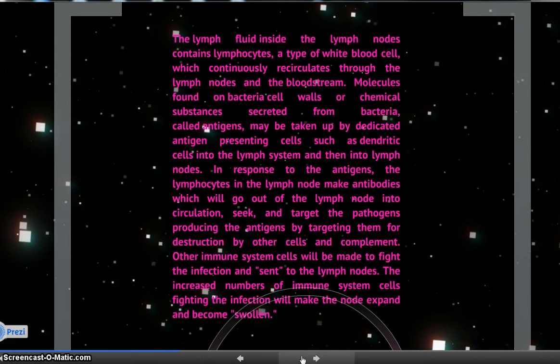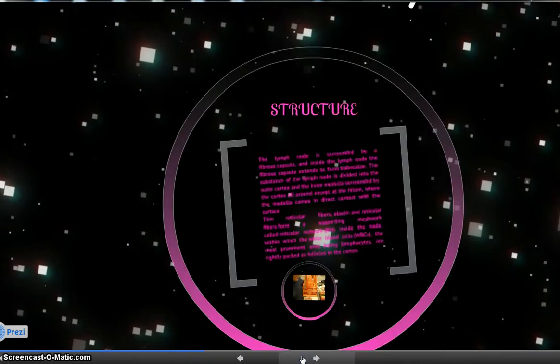function. The lymph node fluid inside the lymph nodes contains lymphocytes, a type of white blood cells, which continuously recirculates through the lymph nodes and the bloodstream. Molecules found on bacterial cell walls, or chemical substances secreted from bacteria, called antigens, may be taken up by dedicated antigen-presenting cells such as dendritic cells into the lymph system, and then into lymph nodes.